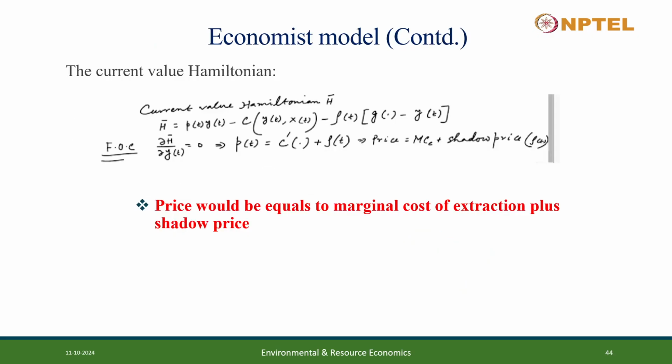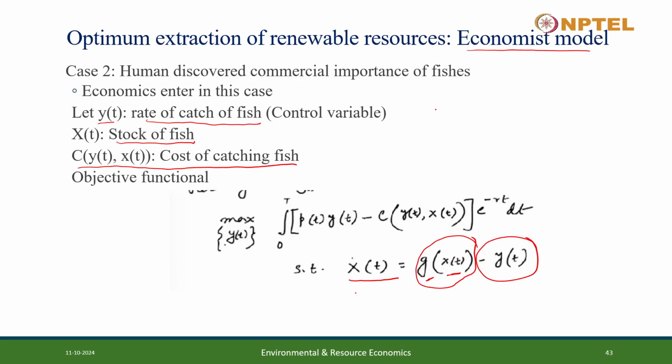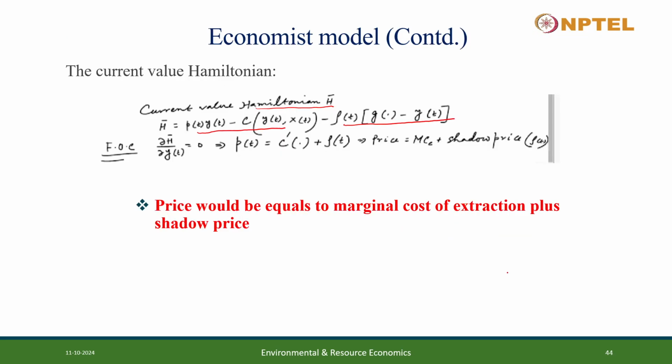Now we derive the Hamiltonian function, as we do in dynamic optimization. So benefit minus rho times g dot minus yt. This Hamiltonian function is purely mathematical. Then we have the first order condition: differentiation of the Hamiltonian with respect to the decision variable is 0.